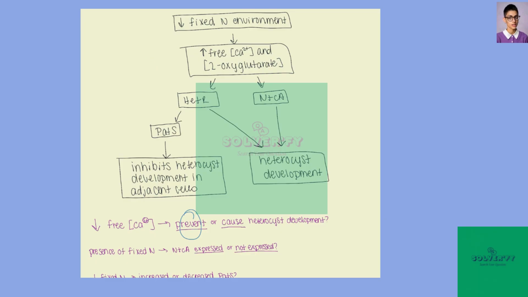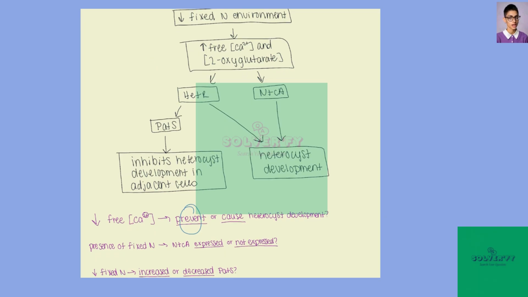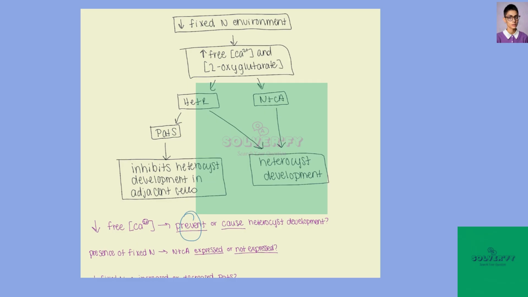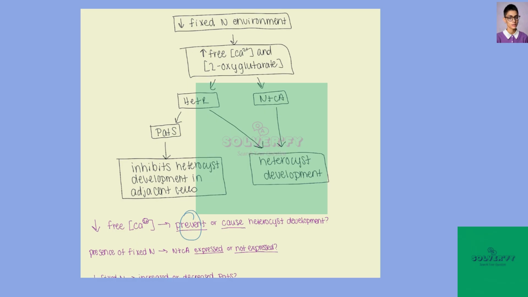And next we're going to look at, in the presence of fixed nitrogen, is NTCA going to be expressed or not expressed? So in this example, it's looking at low or absent fixed nitrogen. And the question is asking about if there is a presence of fixed nitrogen. So if there is a presence, then there isn't going to be increased free calcium. So let's just say it's going to be decreased free calcium. And if there is decreased free calcium, then it's not going to stimulate the expression of NTCA or HETR. So in the presence of fixed nitrogen, NTCA should not be expressed.